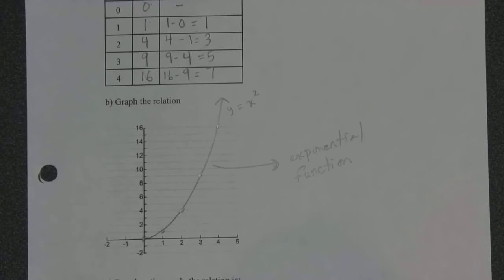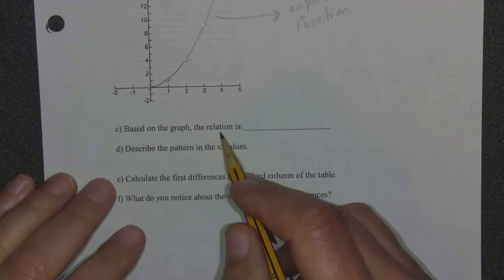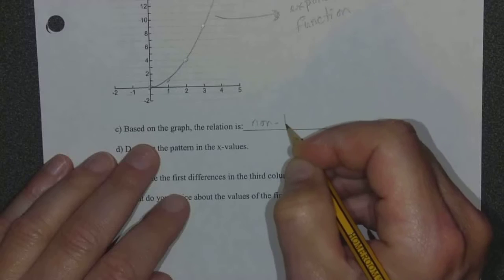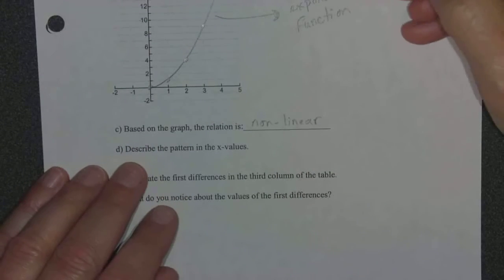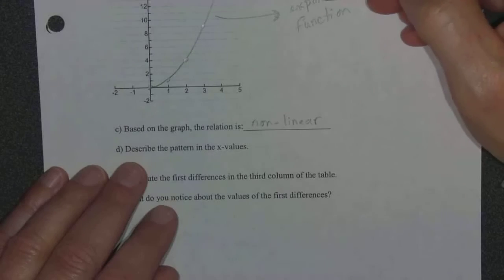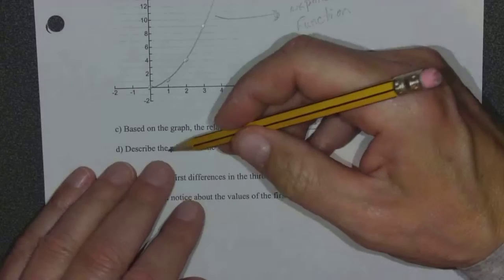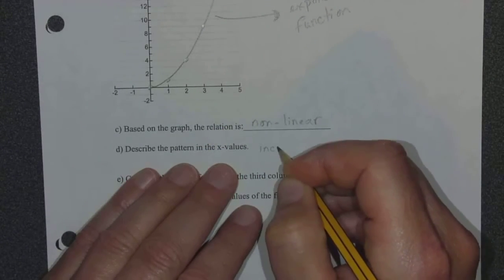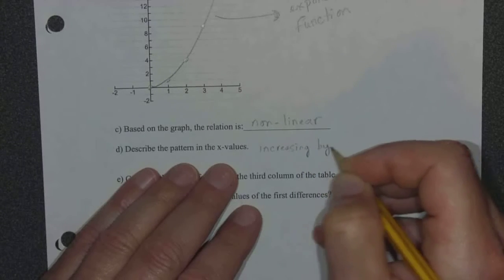Okay, based on the graph, the relation is nonlinear. So it's either linear in grade 9 or it's nonlinear. Don't worry about saying that it's exponential. It's either linear or nonlinear, okay? Describe the pattern in the x values: still increasing by ones.